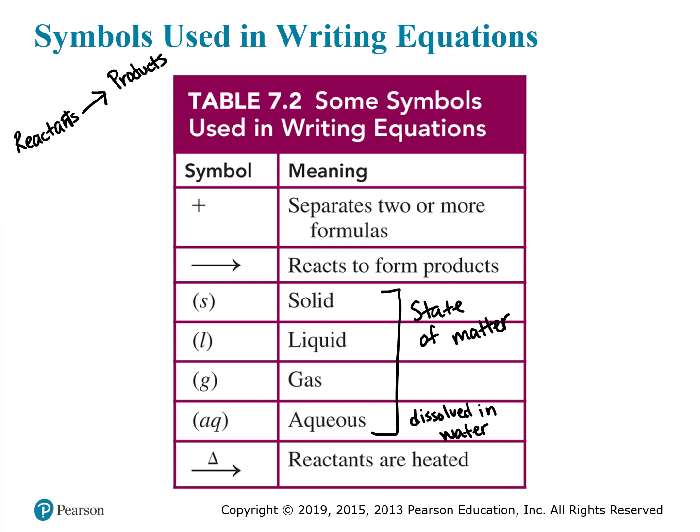Another piece of information that is nice to know is whether you have to heat the reactants. If they're heated, then you'll see this little triangle. It's the delta sign. So that means heat. You put the triangle over top of that arrow.